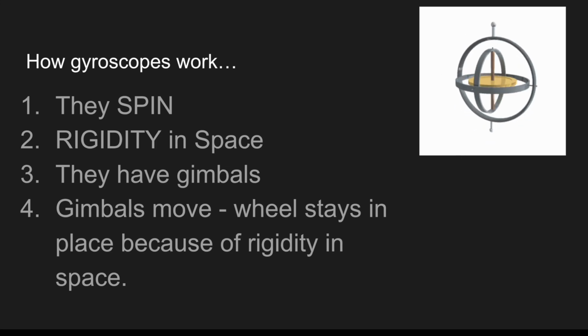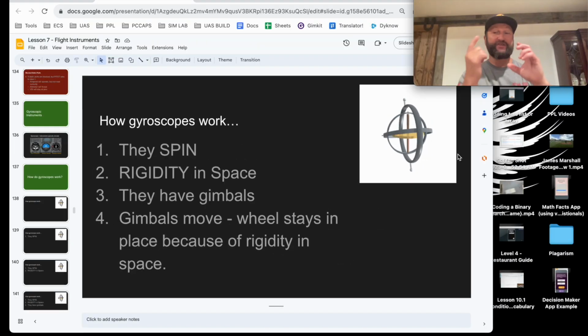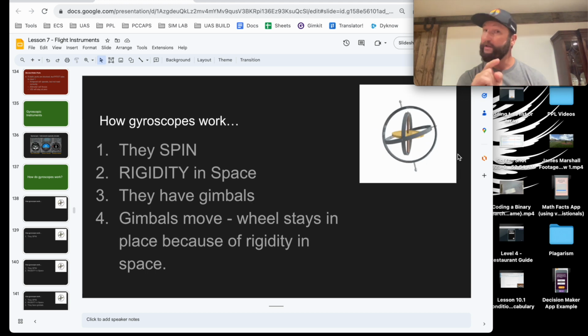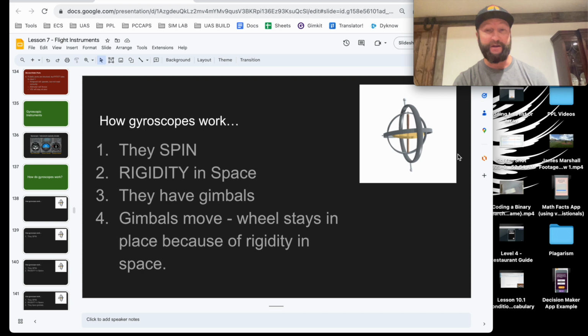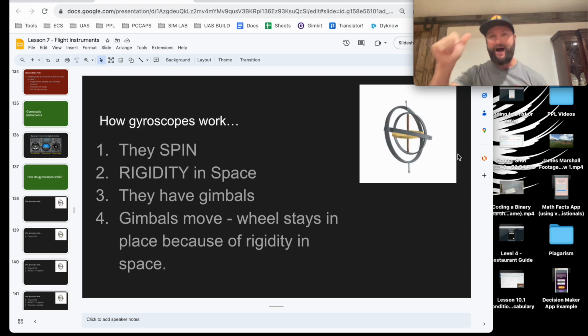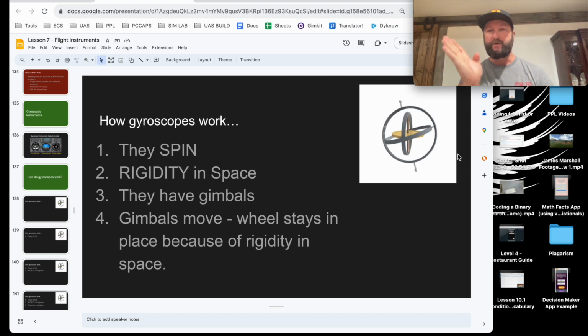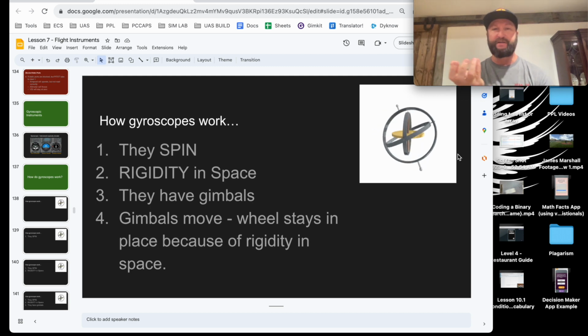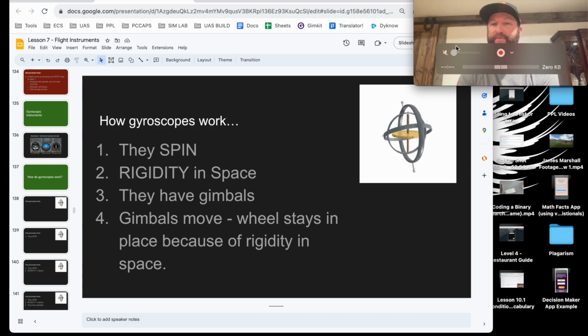I'm not going to spend a lot of time on this video talking about that, but essentially rigidity in space just means that the faster something spins, the more momentum it has, the harder it is to disturb. If you can spin something really fast, like the Earth, or a top, it becomes what we call rigid, and therefore it's hard to move. It's hard to disrupt. It can hold its position. We're going to talk more about that in class.